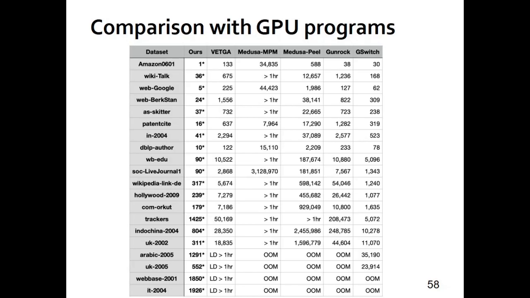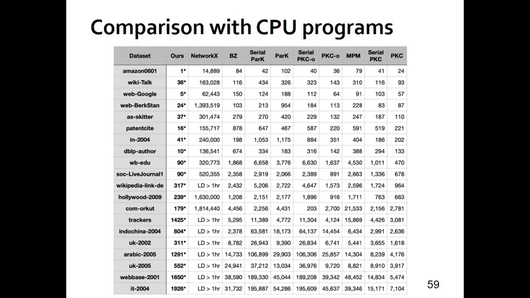We also compared our results with CPU programs, which include Python-based NetworkX library functions, BZ, serial and parallel versions of ParK, serial and parallel versions of PKC, and the NPM algorithm. It can be clearly seen that our algorithm is the fastest compared to all others, and there is a several orders of magnitude difference in the performance.